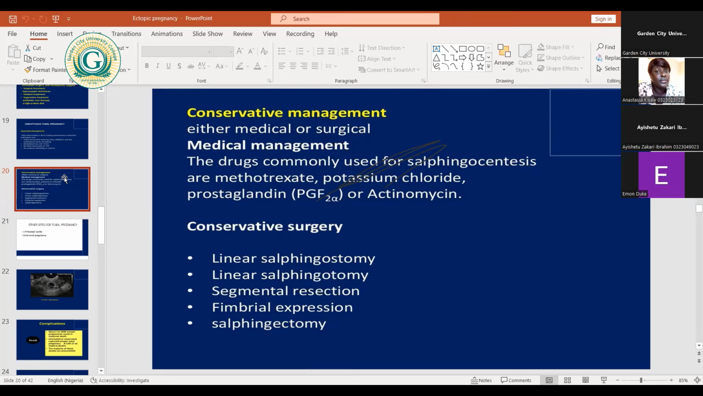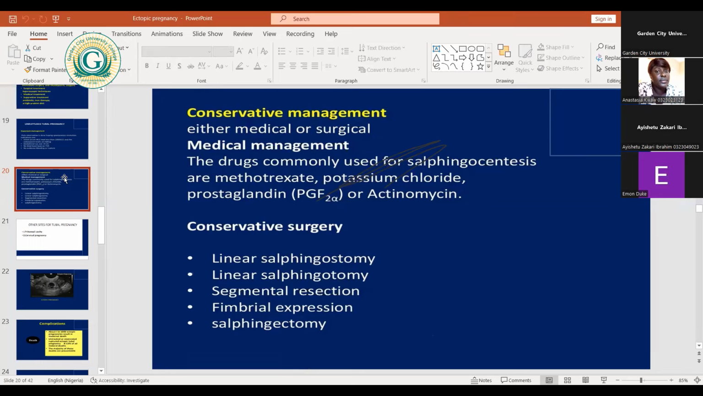But as a midwife, ensure that the condition is such that the child or the woman will not die in your hands. And then the conservative surgical treatment or management, they have to do the salpingostomy, which is linear. Then the doctor will use a linear incision with a salpingoscope to be able to observe what is in the fallopian tube.